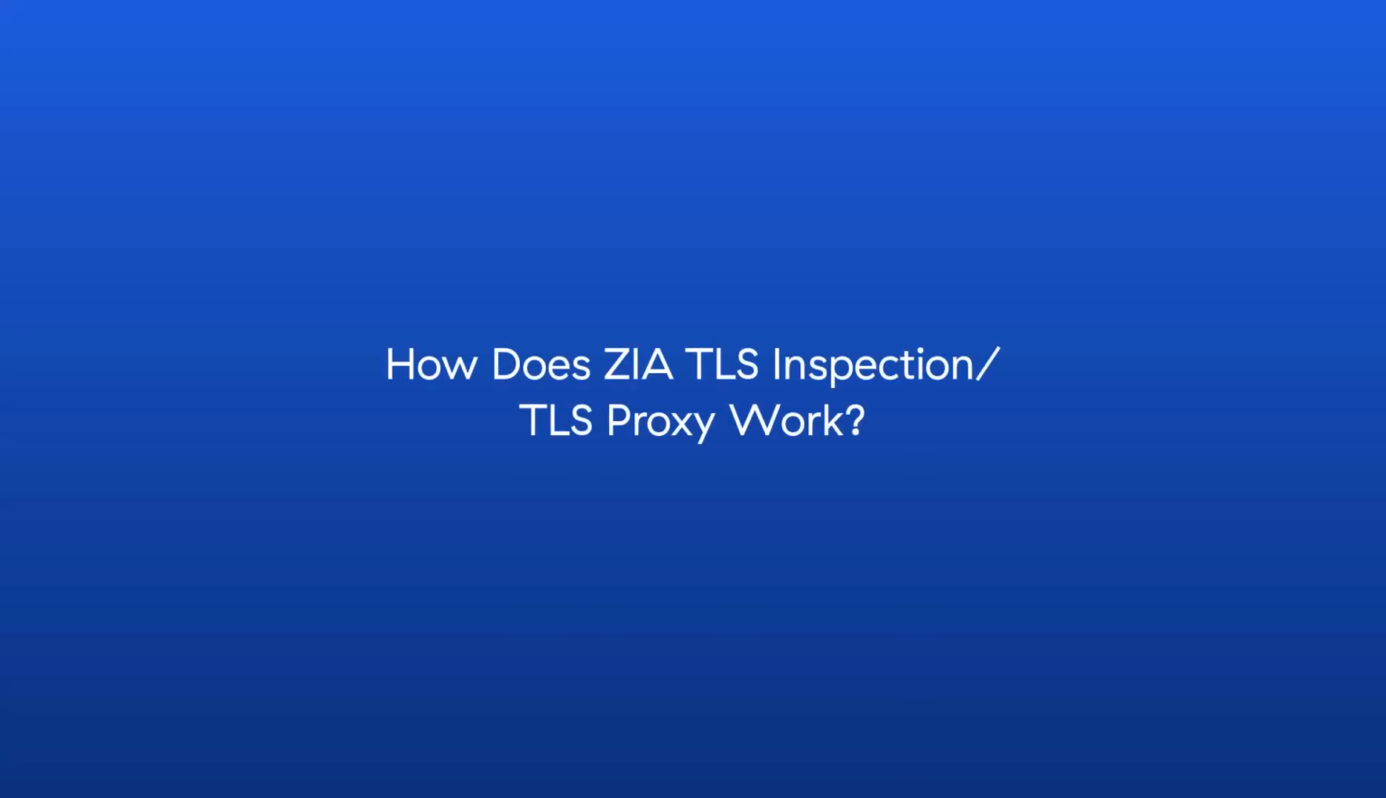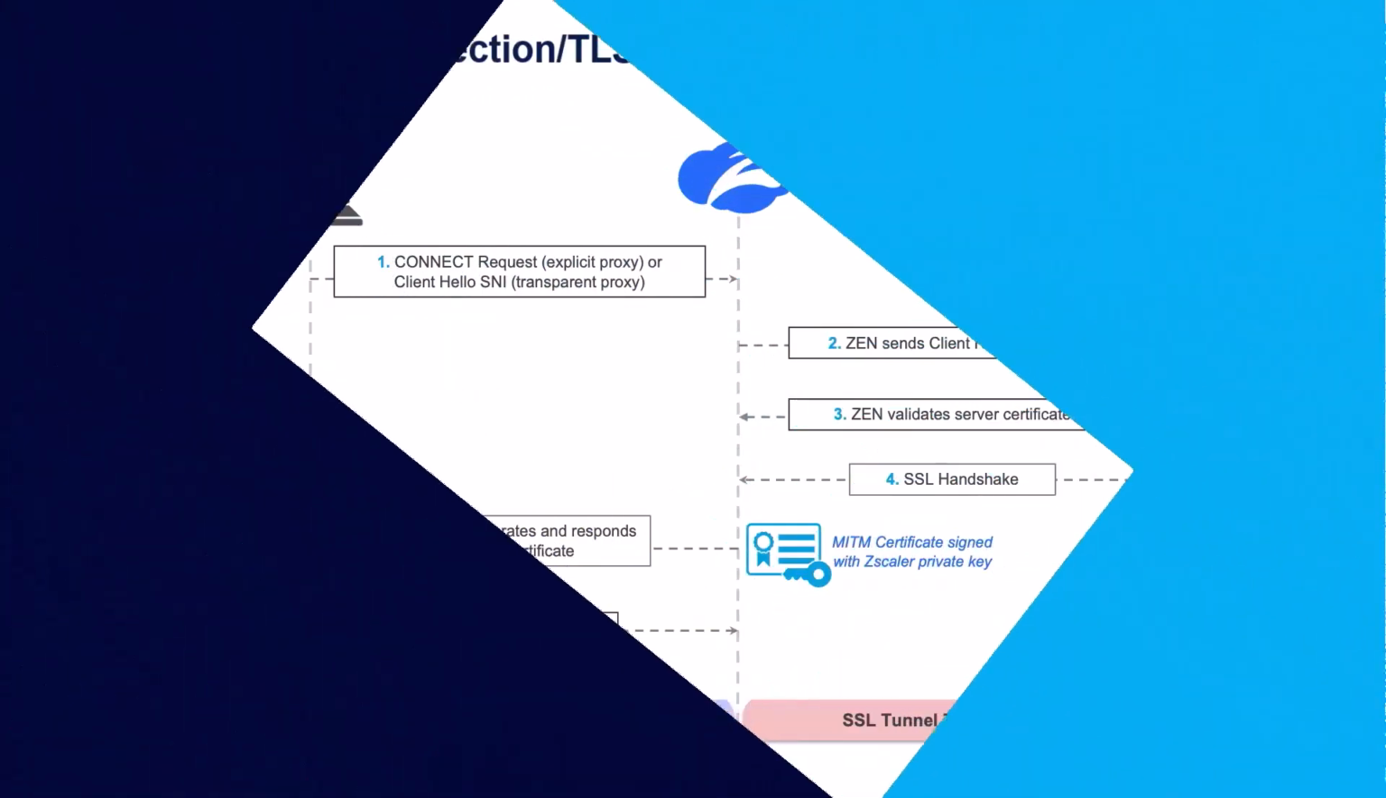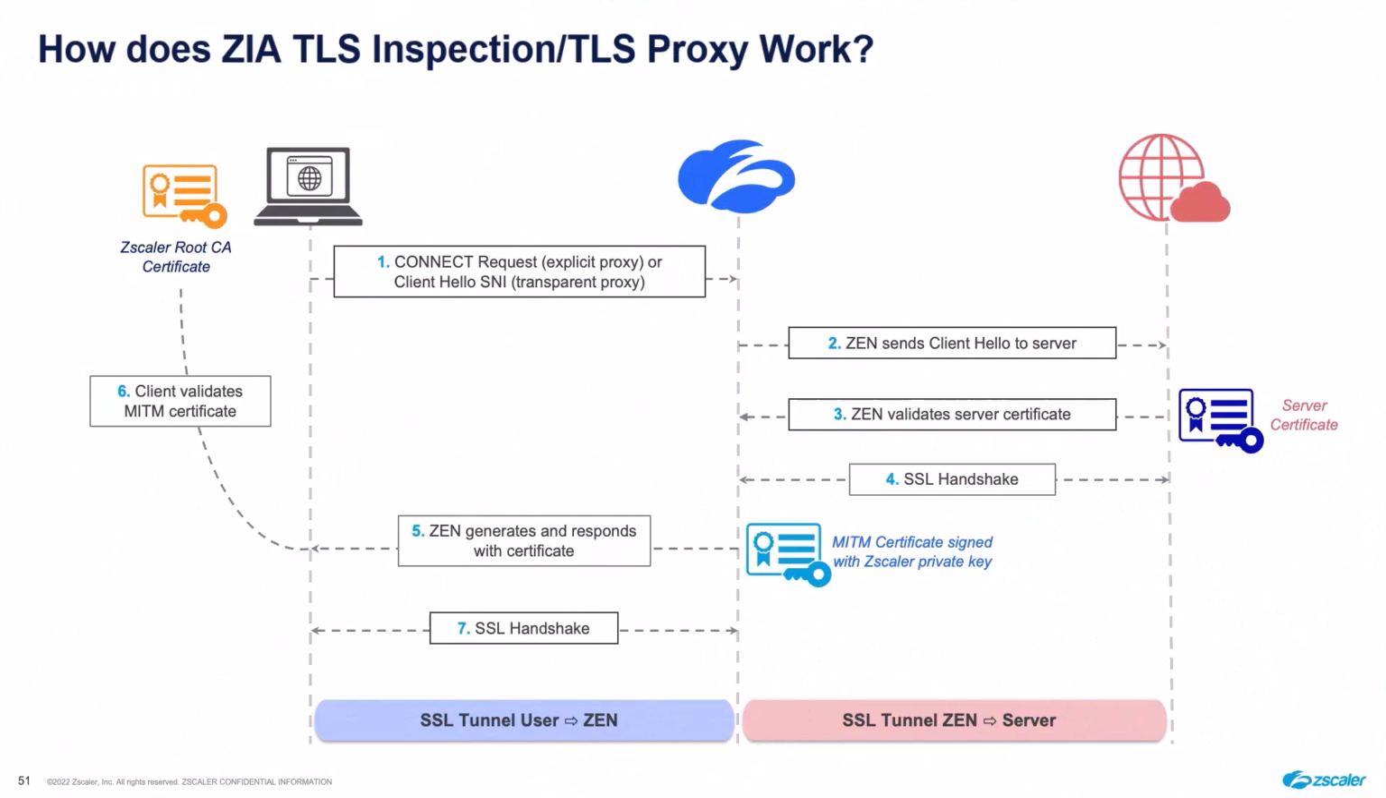So let's dig in a little bit deeper onto how Zscaler Internet Access SSL inspection works. It starts with a connect request, a client request to the proxy. In an explicit proxy with a PAC file, there is a CONNECT method. That CONNECT method will say connect www.google.com, or in a transparent mode with Zscaler Client Connector, there is a client hello.